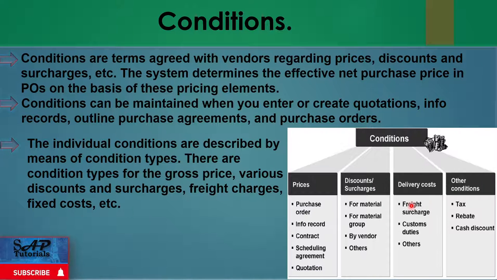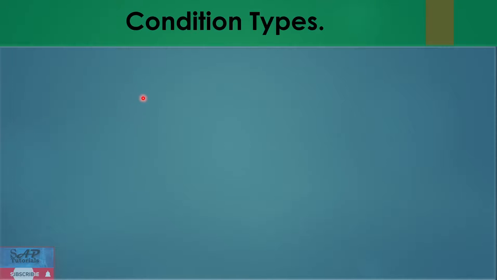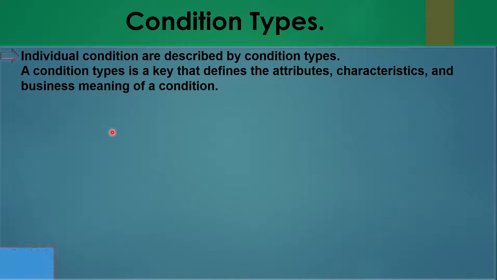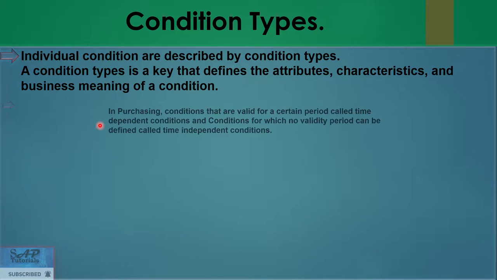Then delivery cost, so any freight, duties, taxes or other condition like rebate, cash discount. So all these are conditions that we agree with the vendor. From these conditions, we define condition types. Condition type is nothing but individual conditions are described by condition type in SAP, and condition type is an alphanumeric key that we define with attributes and characteristics in order to achieve some business goals.